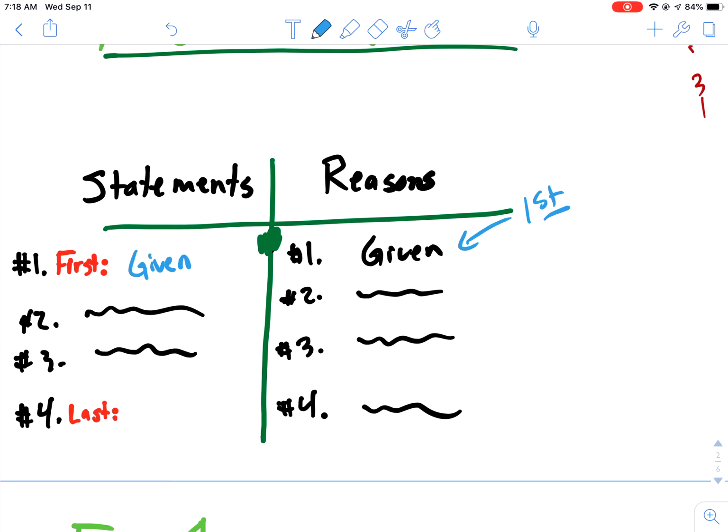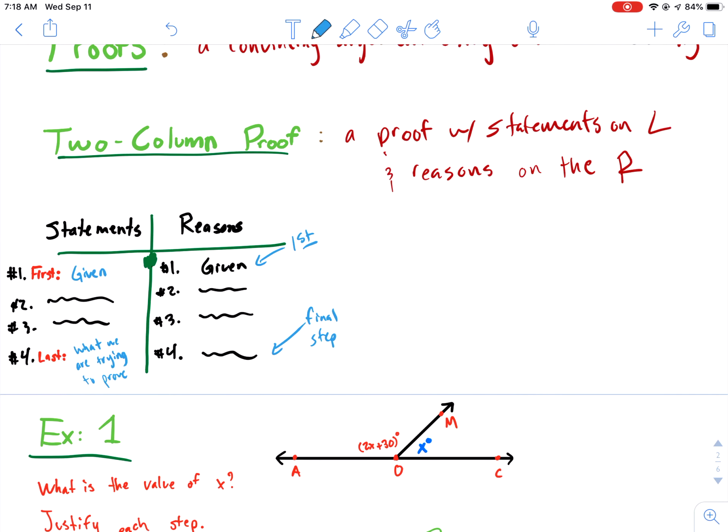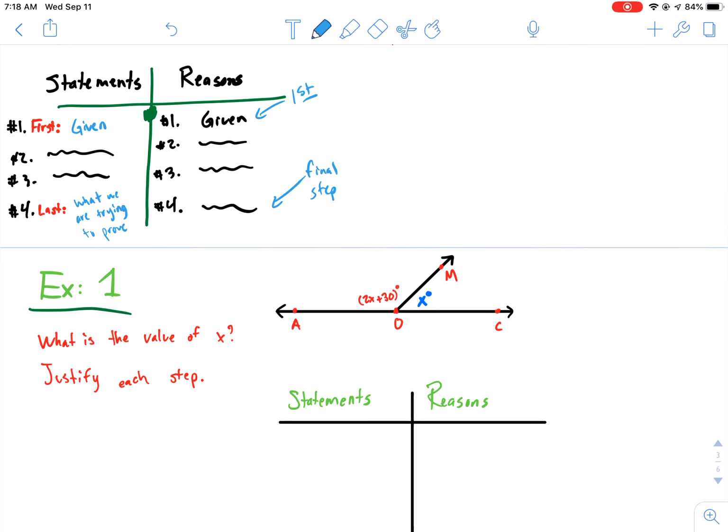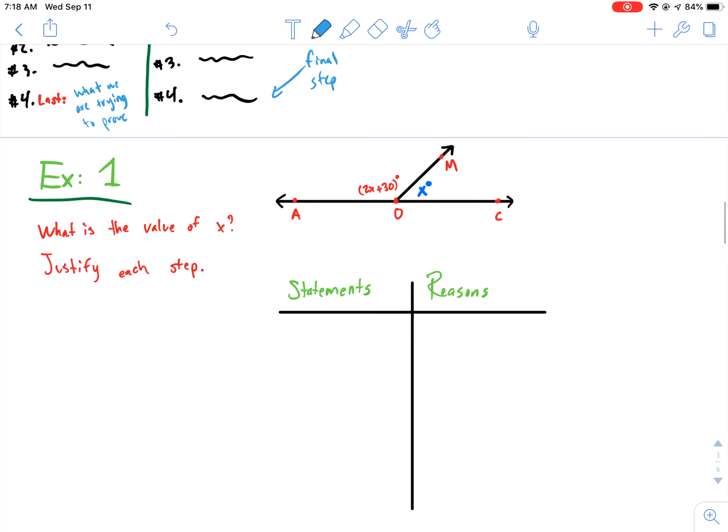Now this is what we are trying to prove. This is always the last thing that you do. This is your final step. That's basically the layout of what a two-column proof will look like. The best way to do it is to see it through an example.